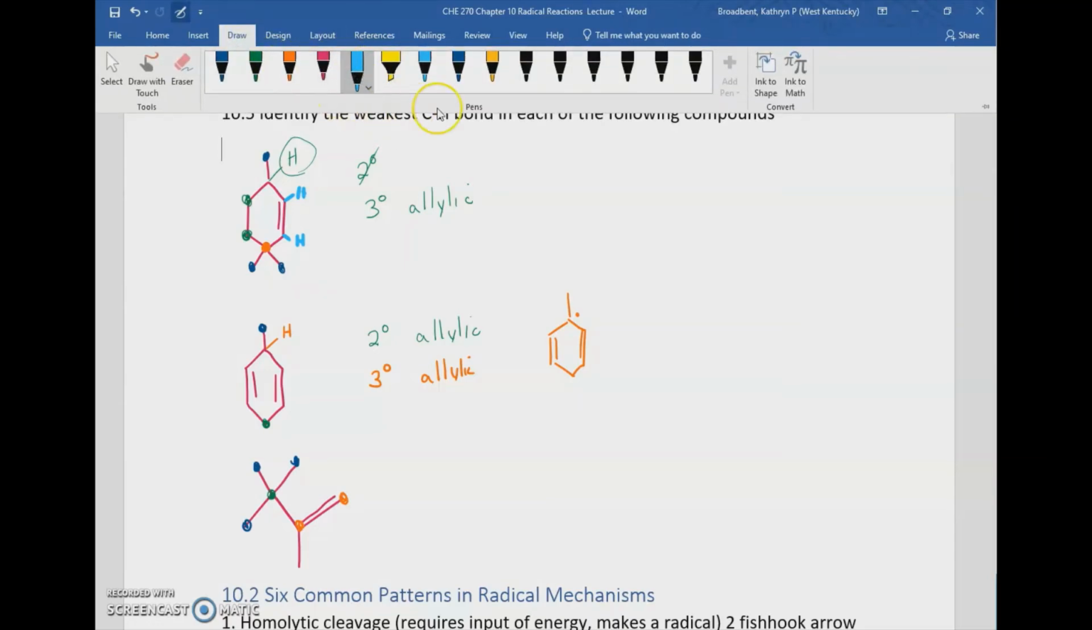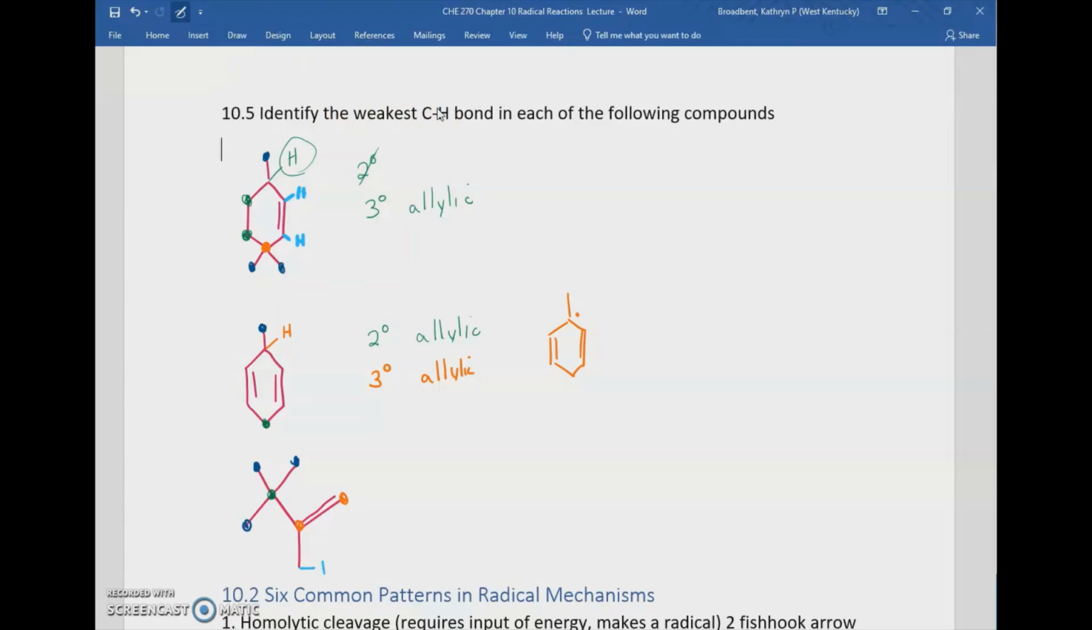So the last one we have left is, we're going to do blue, is one that's here. And this actually is going to be our most stable option. It is primary, but it's allylic to that double bond. It will be stabilized by resonance. And so the blue one here is our best option.